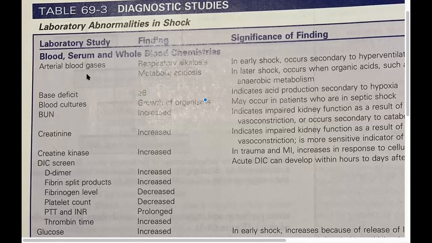So ABGs, arterial blood gases. Again, what's going on? It depends what's going on. Let's just talk about two examples. One is if there's anything that's causing hyperventilation, and low blood pressure can cause hyperventilation, then that could cause CO2 to be lost from the body, and that could cause alkalosis. As it says here, an early shock occurs secondary to hyperventilation.